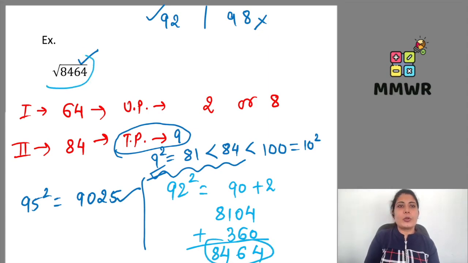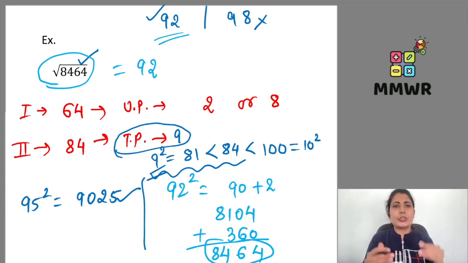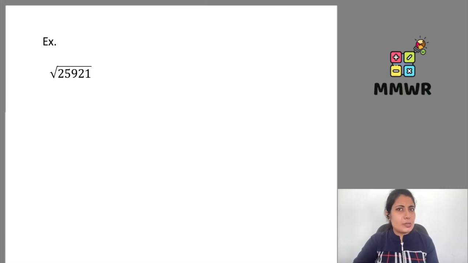And 8464 was the given number. So the square root of 8464 is 92. Looks so easy, it is so less time taking. And with accuracy we will be getting the answer. Okay? I hope this is so easy for us to understand now.